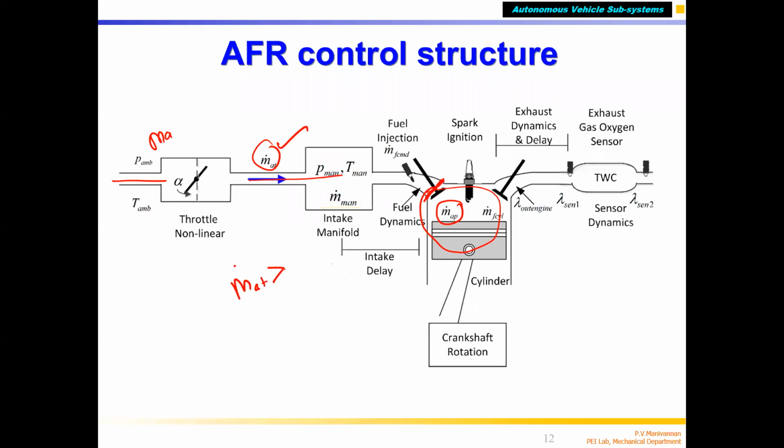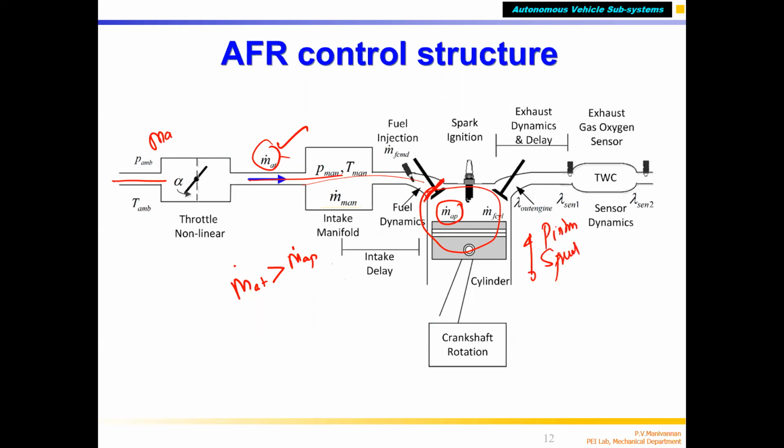M-AT will definitely be greater than M-AP. Why? Because of the restriction and flow rate: by the time the inlet valve closes, the suction stroke is over, and because air has mass and velocity, not all the air that came here is able to enter. That is why we call it volumetric efficiency, if you talk in terms of volume. It depends upon engine speed, that is, the piston speed.